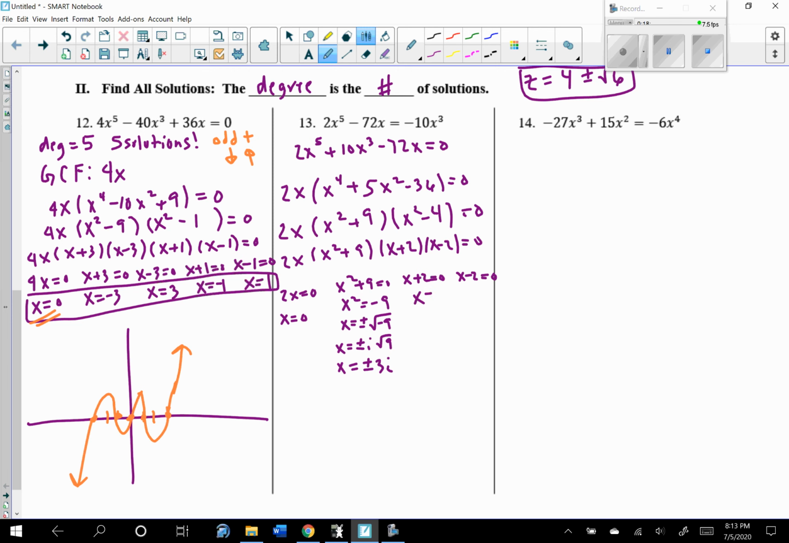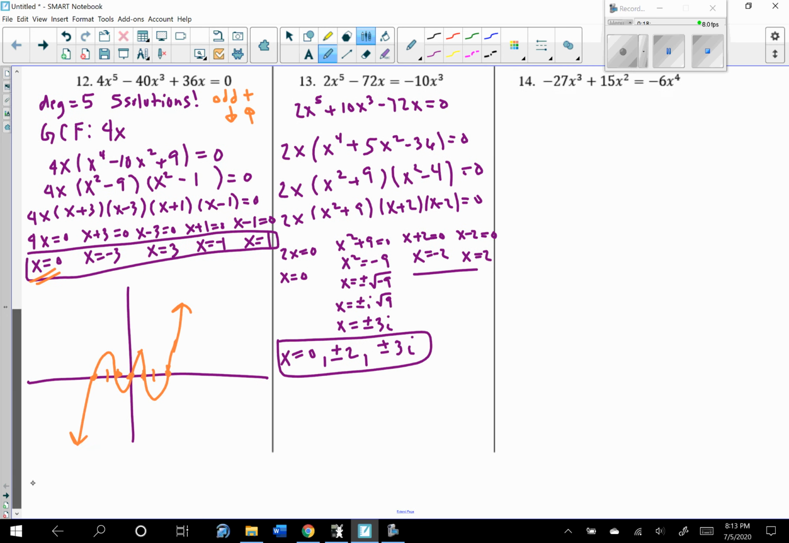So then x here is negative 2 and x equals 2. So we should have 5 total solutions. So this is 1, 2, 3, 4, 5. So that gives me all my solutions. So then x would be equal to 0, plus or minus 2 because we have positive and negative, and plus or minus 3i.